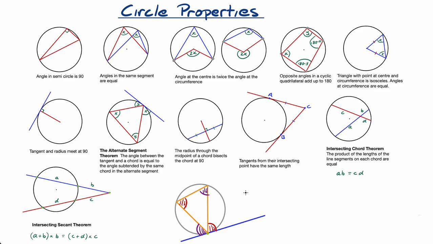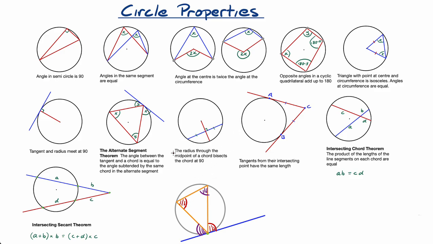It is the angle between the tangent and the chord. That's the tangent, that's the chord, that's the right angle. It's equal to the angle subtended by the chord. That means from this chord here in the alternate segment, so over here, this guy here. Okay, that is the alternate segment theorem.